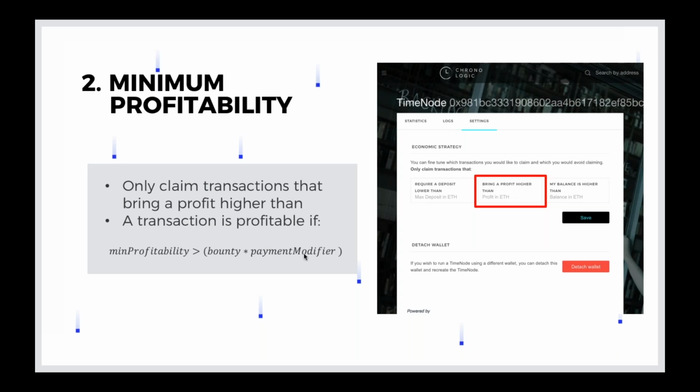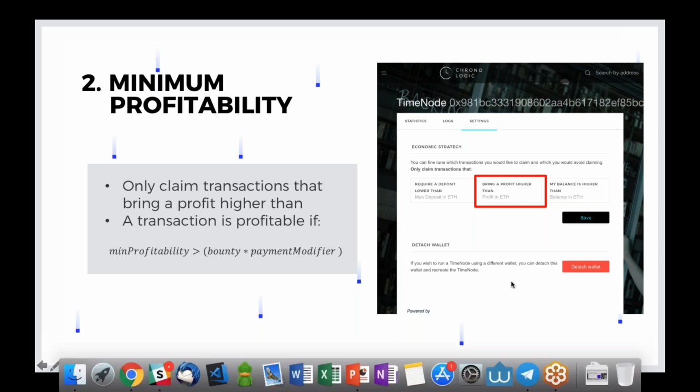So basically, minimum profitability in this case: in order for a transaction to be profitable, the profit has to be higher than the minimum profitability set here in this field. And how do we calculate the profit? We calculate it as the bounty of the transaction multiplied by the payment modifier.